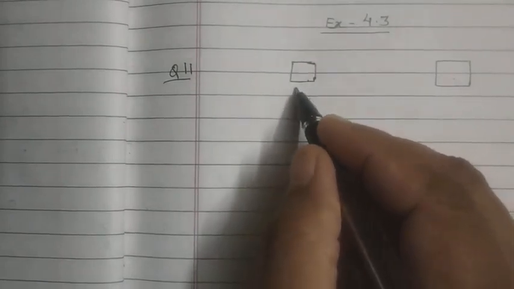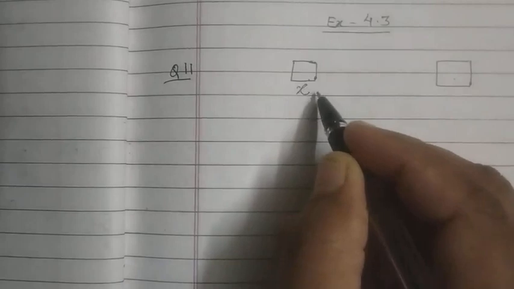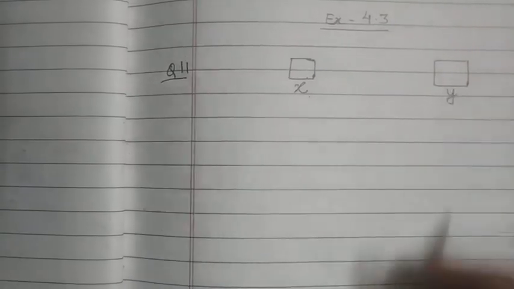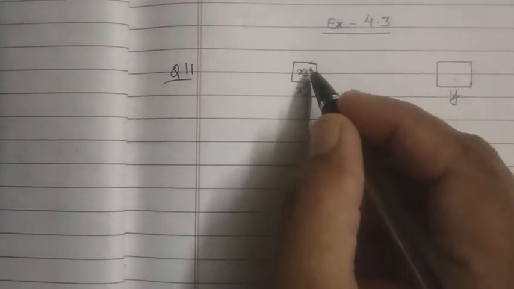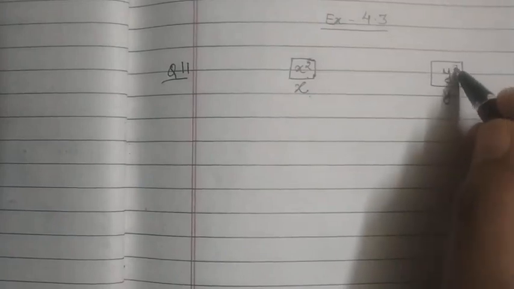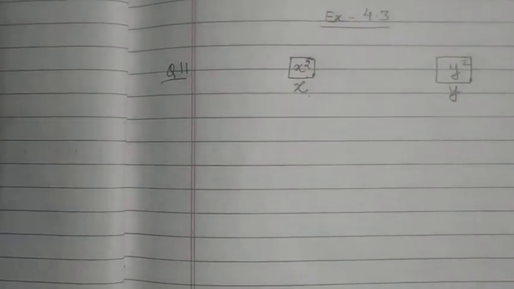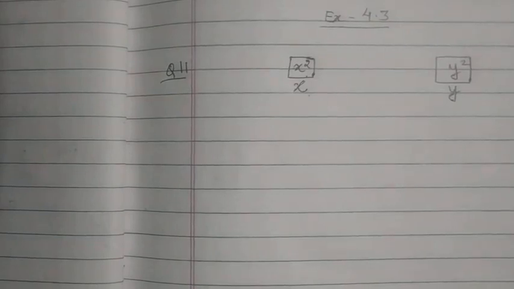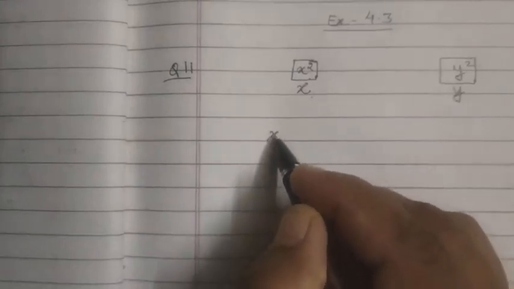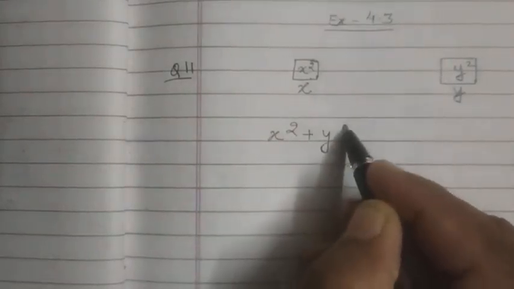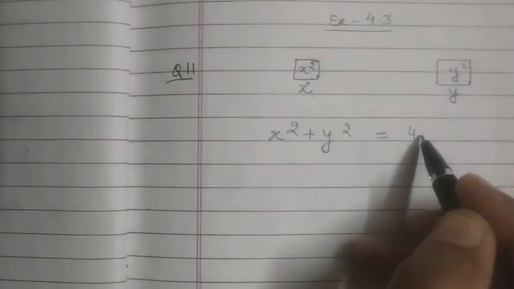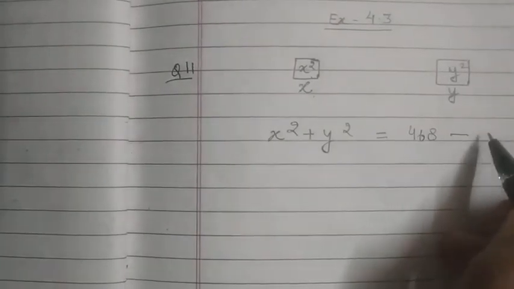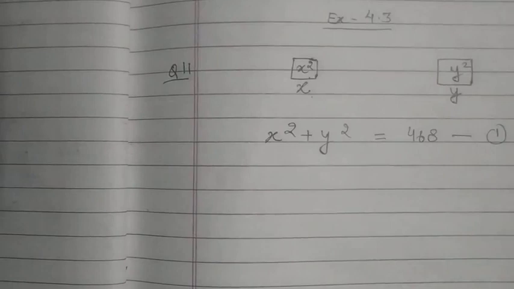So assuming that the side of the first square is x and the side of the second square is y. So the area of the first square will be side square, that is x square, and the area of the second square will be y square. Now according to the question, the sum of the areas is 468 meter square, which means x square plus y square is equal to 468. This is my equation number 1.